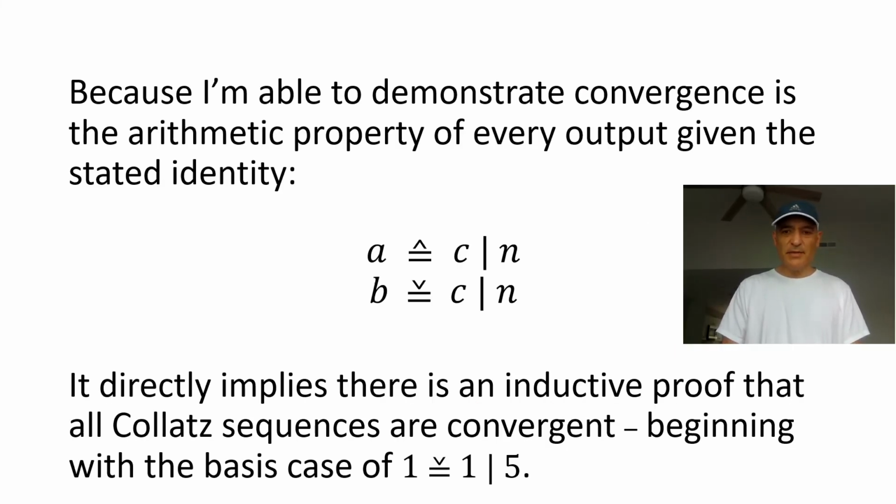Well, because I'm able to demonstrate the convergence is an arithmetic property of every output, given the stated identity, which is A or B are convergent with C for a given output, and there is a given output for every case, from here it directly implies there is an inductive proof that all Collatz sequences are convergent, beginning with the basis case of 1 is convergent with 1 for output 5.